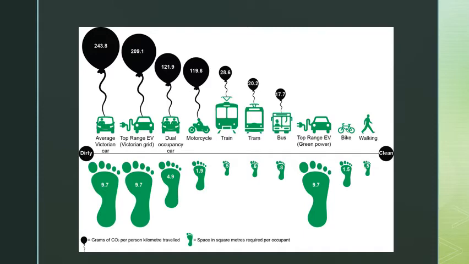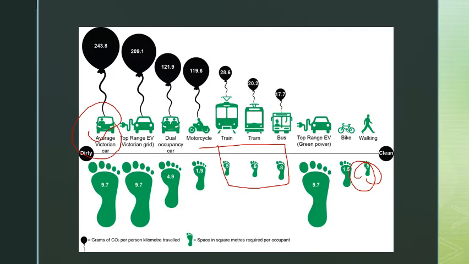Here's a little diagram showing personal transportation and their carbon footprint. It's numbers, but owning your own car, big car, a car that has both electric and gasoline, big car, dual occupancy, motorcycle. The best we can do, other than walking, is to use public transportation. Look how small those footprints are per mile.